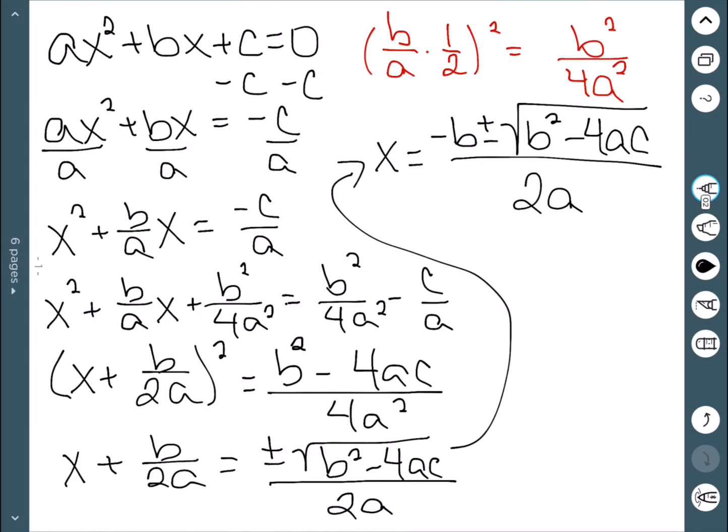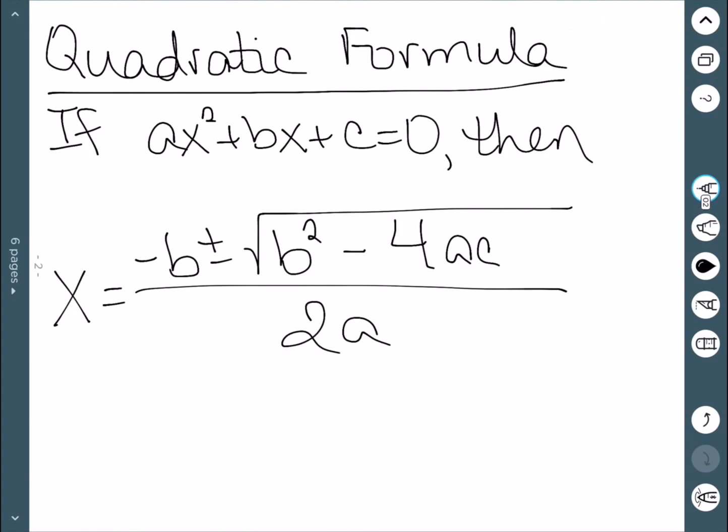So this seems like a lot of work for not that much payoff, but it actually did give us something very important. Instead of completing the square from now on, we can just use this formula to find the answers without doing as much work. This gives us the quadratic formula, which says that if we start with any equation of the form ax squared plus bx plus c equal to 0, then x is equal to negative b plus or minus the square root of b squared minus 4ac all over 2a. So now we can solve all of these quadratic equations without having to complete the square.